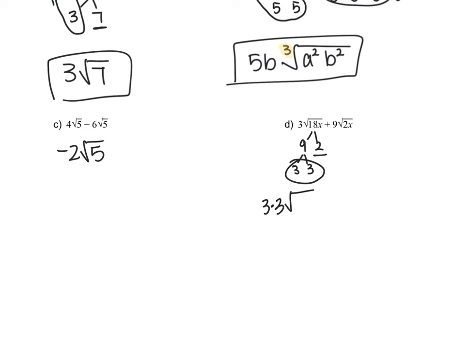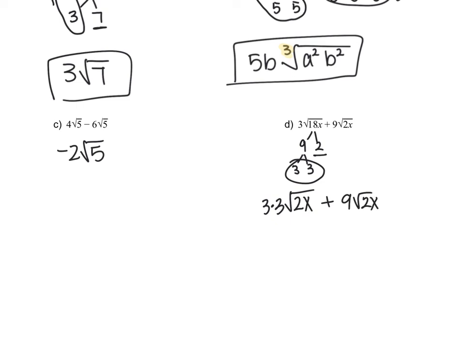Then underneath, I have my leftover 2, and there aren't enough x's for us to bring any outside my radical, because I only have one x underneath, and I have to have at least 2 to bring them outside. And then my second term, square root 2x, doesn't simplify, so it's going to stay 9 square root 2x.